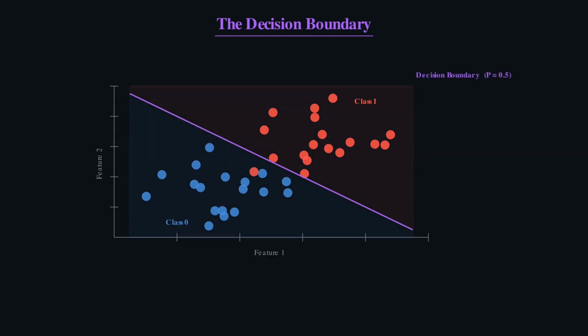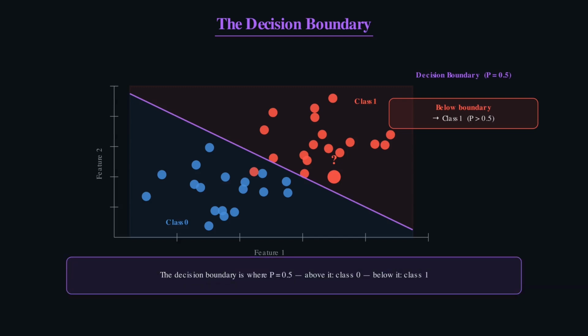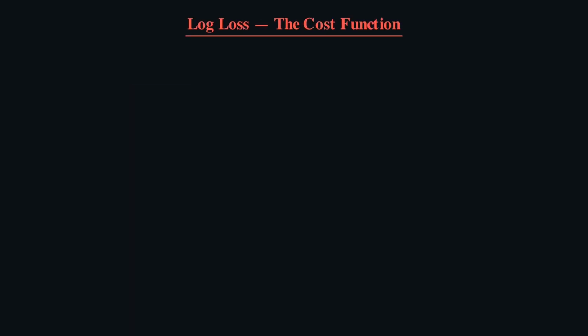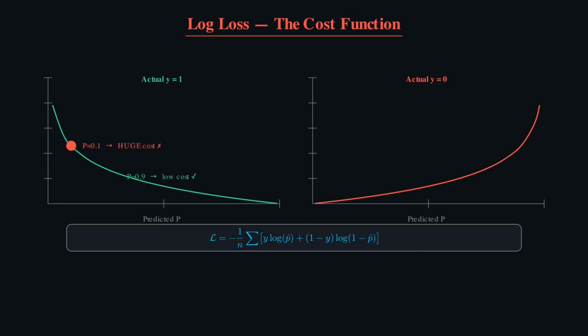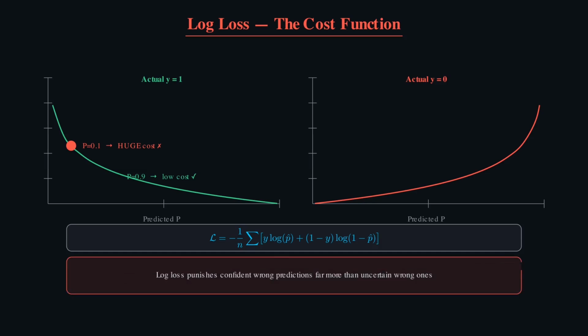That probability then produces a decision boundary. In a two-dimensional problem, the boundary is the line where the predicted probability is exactly 0.5. Points on one side are classified as class 0, points on the other side as class 1. The boundary is not fixed, it is learned from data. And you can move the threshold. Lower it below 0.5 to catch more positives. Raise it to reduce false alarms. That is your lever.